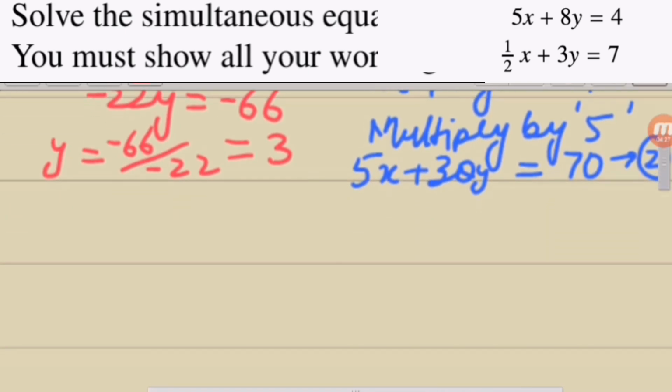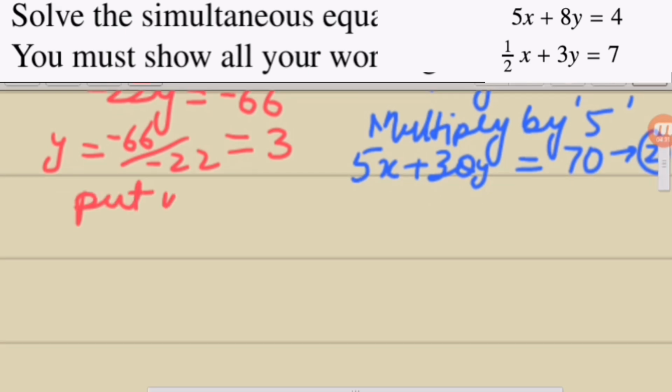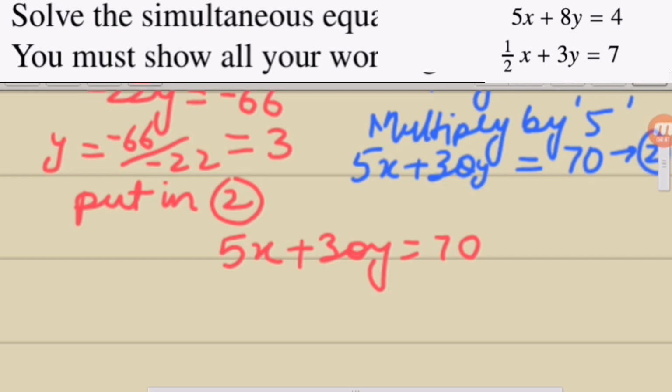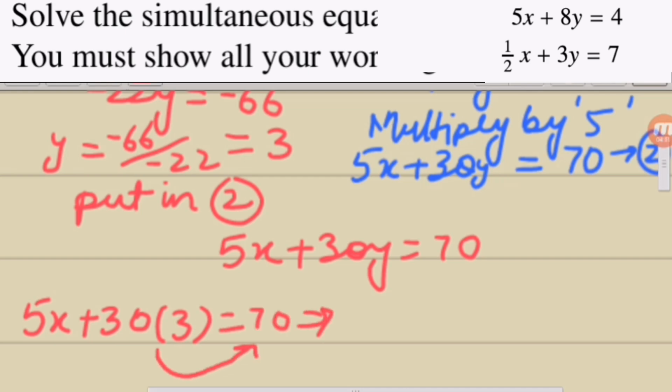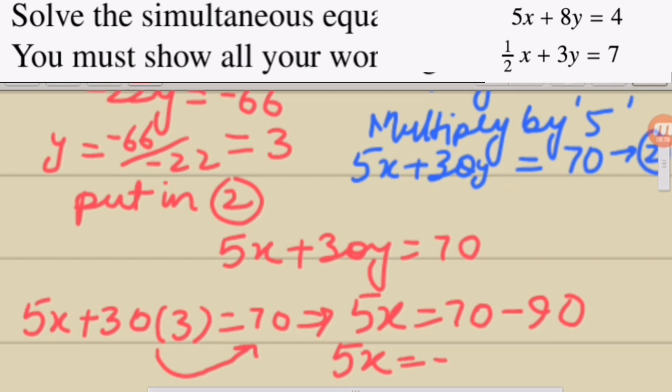After that, we can substitute this in 1 or 2, so we substitute it in 2. So what is written? 5x plus 30y is equal to 70. So 5x plus 30 times y, y is 3, is equal to 70. Now we shift this 90 to that side. So 5x is equal to 70 minus 90, it will be minus 20. So 5x is equal to minus 20. Dividing both sides by 5 gives x equal to minus 4.